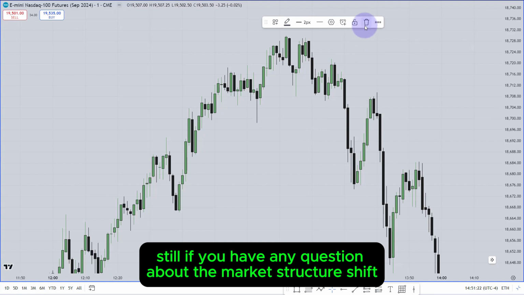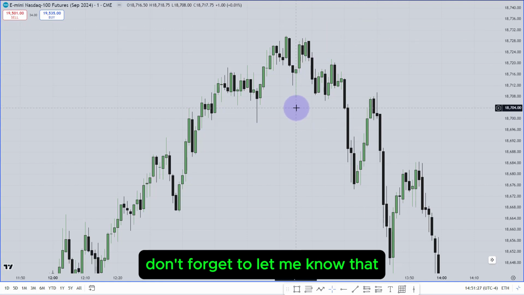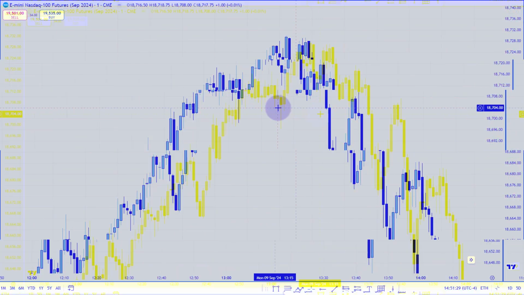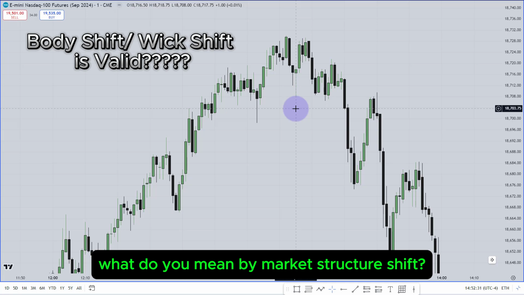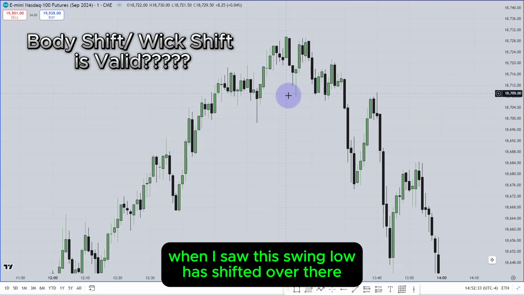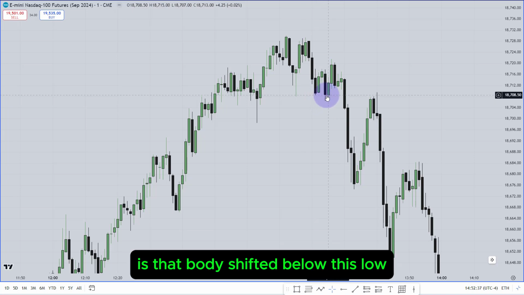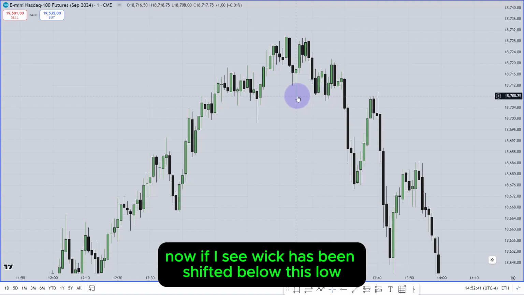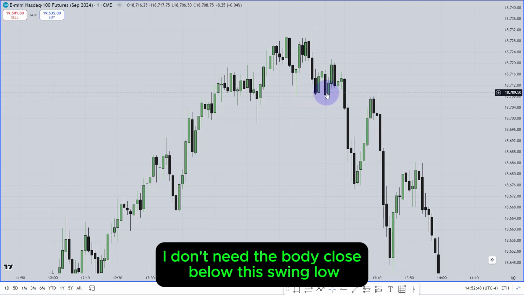Still, if you have any question about the market structure shift or the immediate reaction, don't forget to let me know. Now let's talk about the market structure shift. What do I mean by market structure shift? When I see this swing low has shifted, is it the body that shifted below this low or the wick? If I see the wick has been shifted below this low, that will be my market structure shift. I don't need the body close below this swing low.